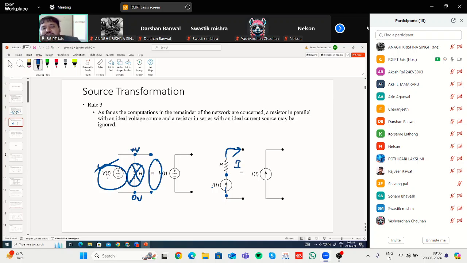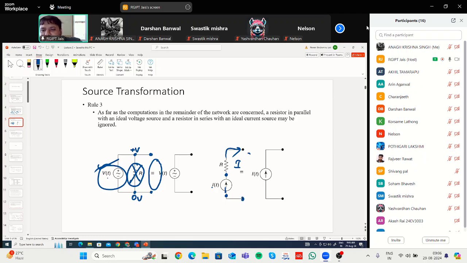Irrespective of the resistance, the current source will ensure that current I will be flowing across these two terminals, and you will be connecting your circuit across these two terminals. So this resistance is of no use.